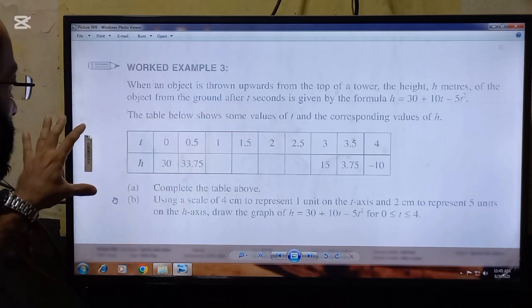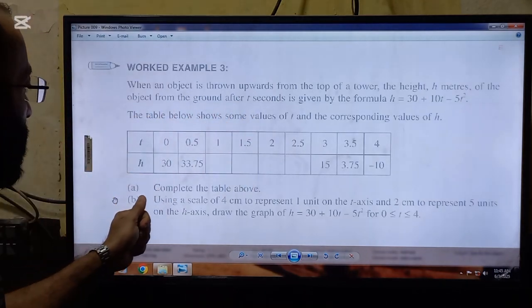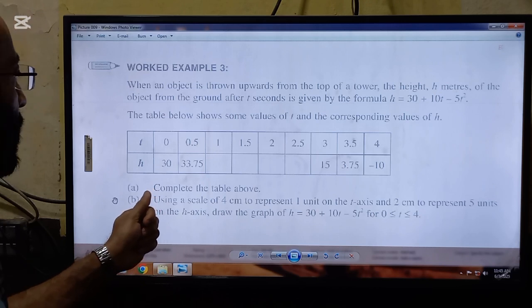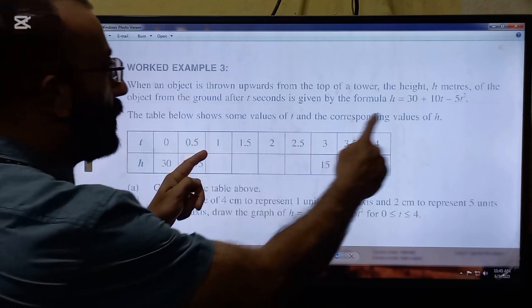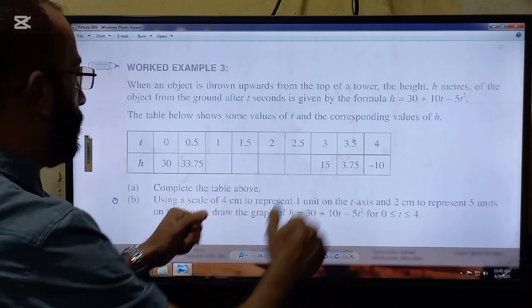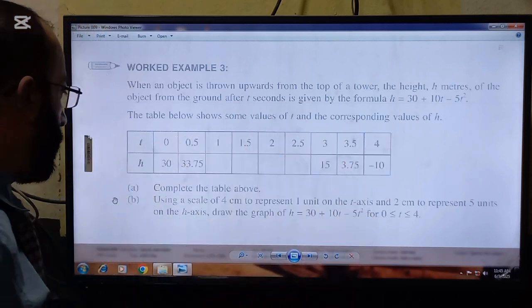So our incomplete table is given. Part A's requirement is to complete the table above. So we will complete the table by putting the value of t into the equation. We will get the corresponding value of h, and so on. So like this, the table will be completed.